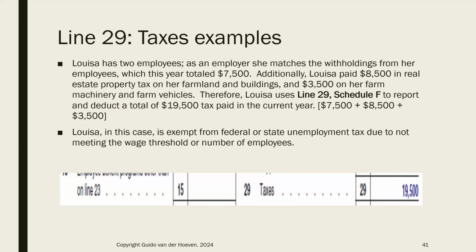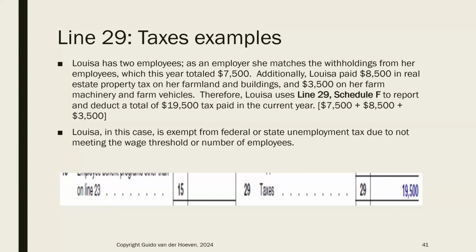So here you've got Louisa. She's got 2 employees. As an employer, she matches the withholdings from her employees. That happens to be a total of $7,500. She also pays $8,500 in real estate tax and $3,500 on her farm machinery and vehicles in her particular state. If I've done my math right, that's $19,500 in the current year.